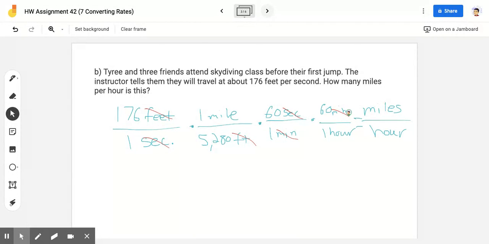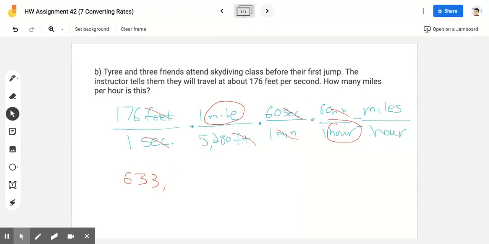And notice what we are left with. We're left with miles and hours. And that's the reason why we delete those units, okay? But I'm still going to multiply all the numbers straight across. So I have 176 times 60 times 60. So 176 times 60 times 60 is a very big number.